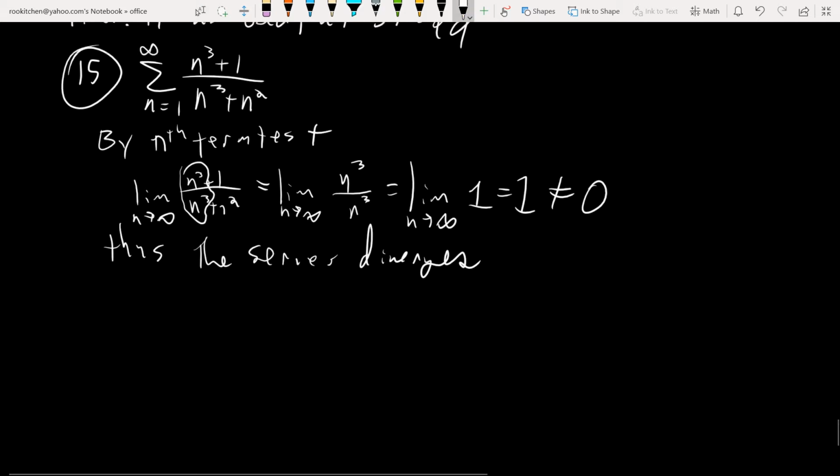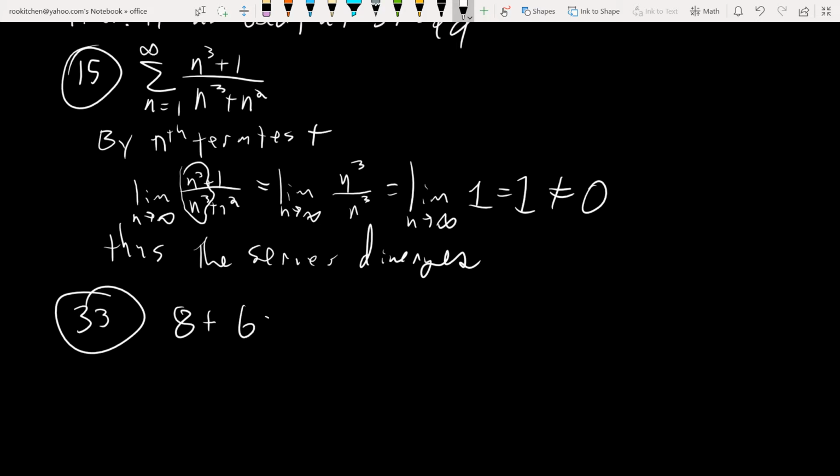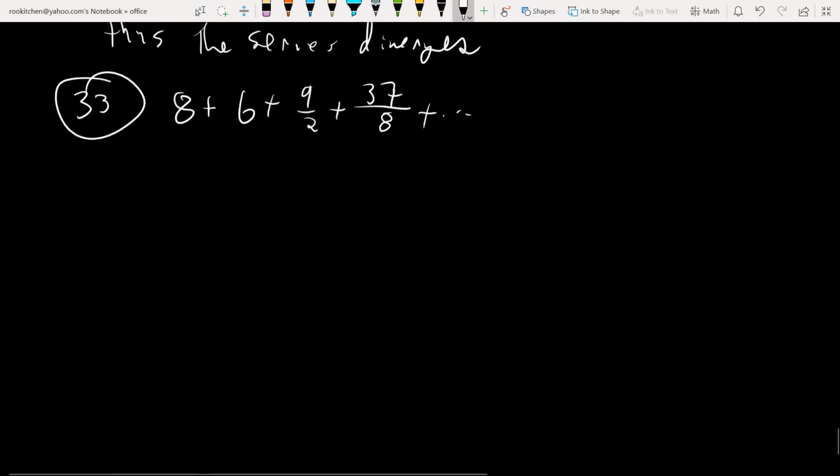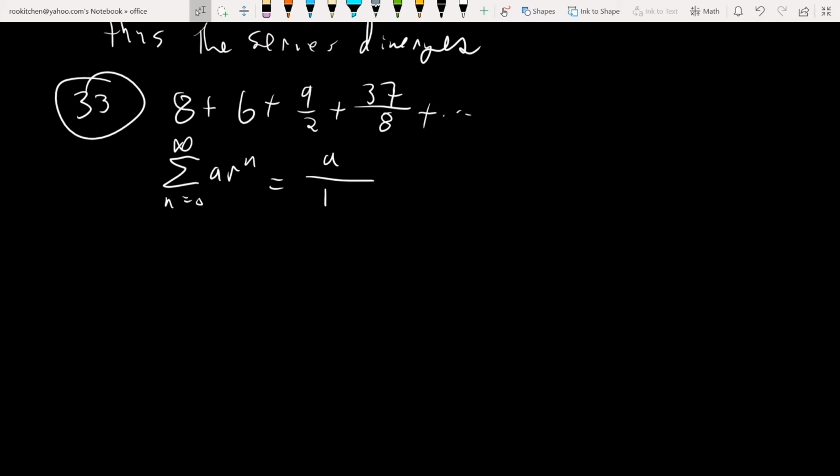Okay. All right, so let's try number 33, where they want us to find the sum of the series. So 8 plus 6 plus 9 halves plus 37 eighths plus dot, dot, dot. This guy is a geometric series. So our formula for the sum of a geometric series is the sum of ar to the n from n equals 0 to infinity equals a over 1 minus r, assuming that the absolute value of r is less than 1.